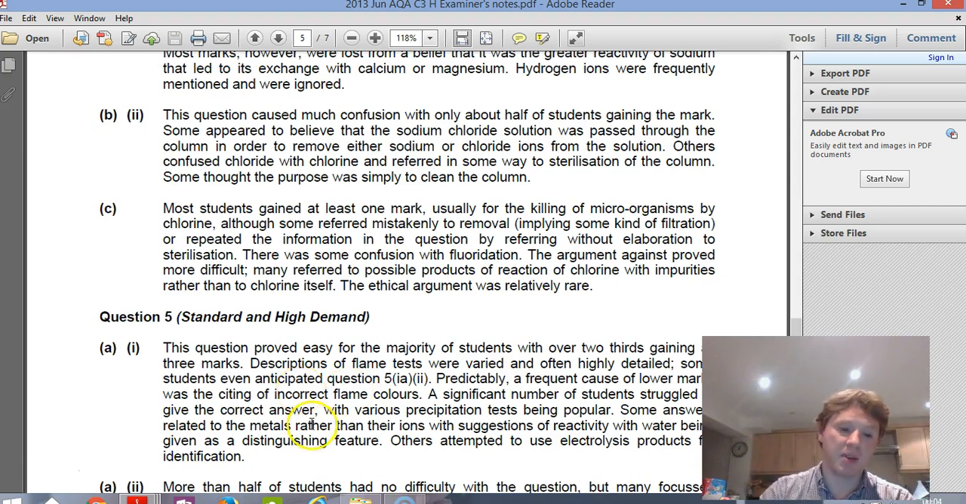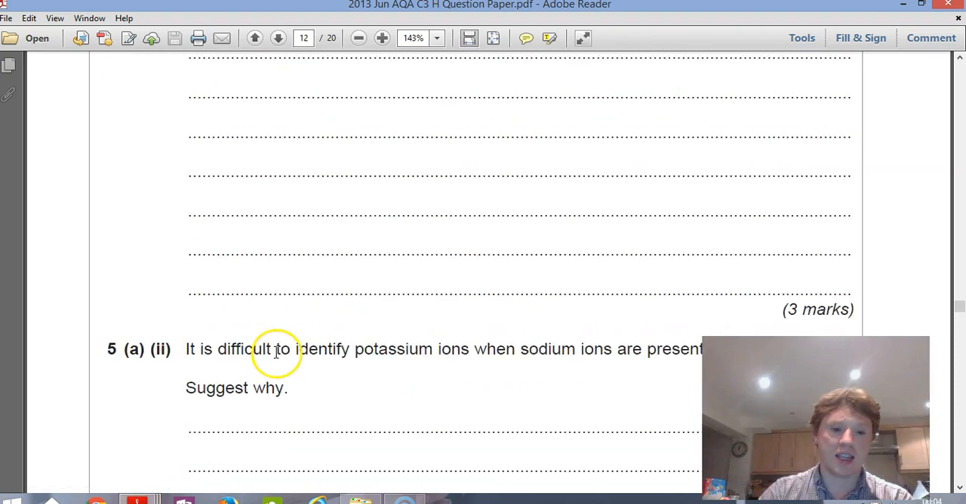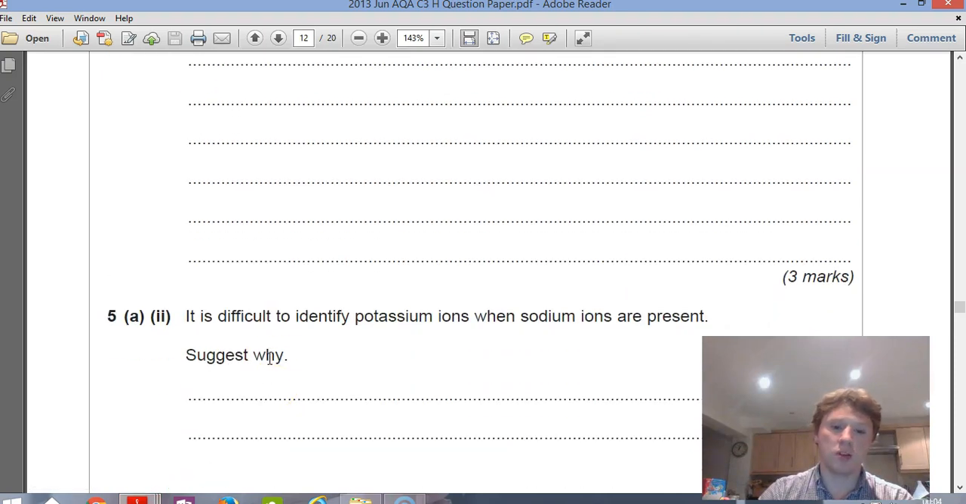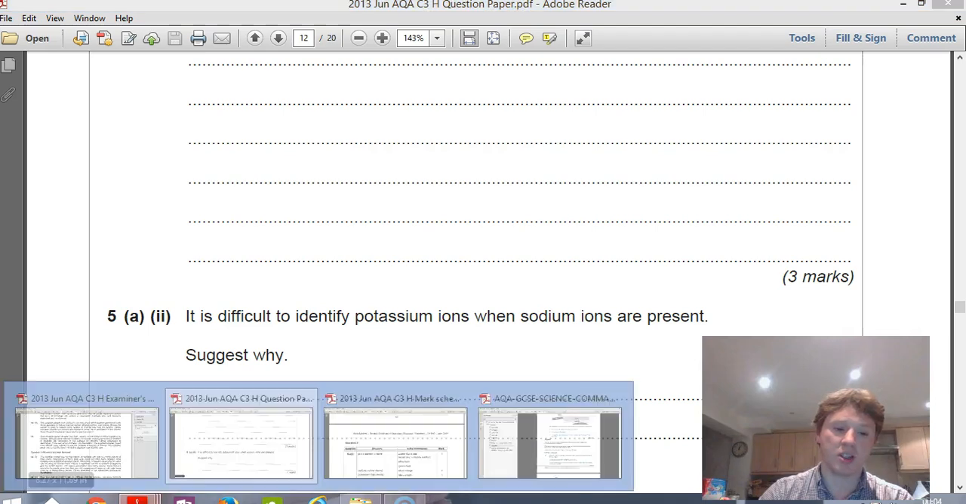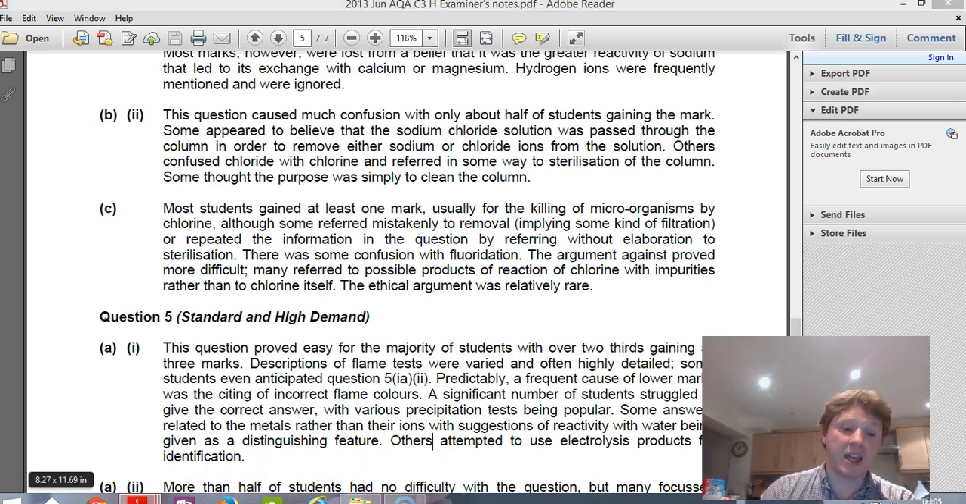Some students anticipated 5A part 2, which is, why is it difficult to identify if potassium ions and sodium ions are present? We'll get to that. Frequent cause of low marks: incorrect flame colours. So you just need to remember your flame colours, you need to learn them. There's no real link between a flame colour and the element. Some people go for a precipitation test. Other people just mixed up their tests.